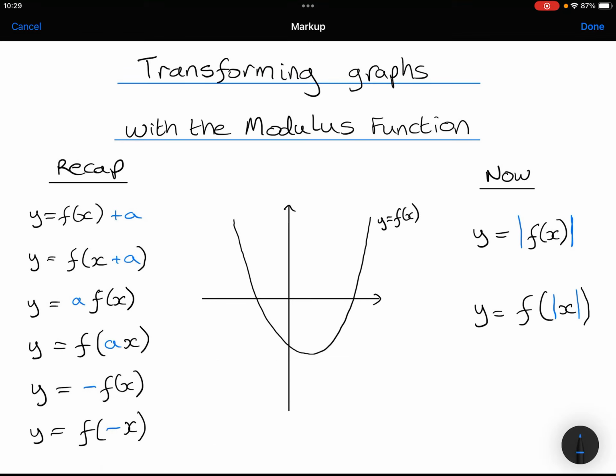This video is all about transforming graphs with the modulus function. But first, just a quick recap of transforming graphs from year 12.